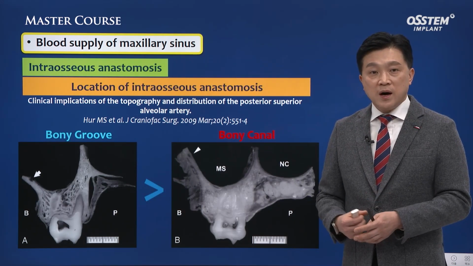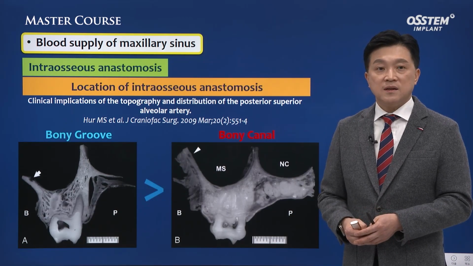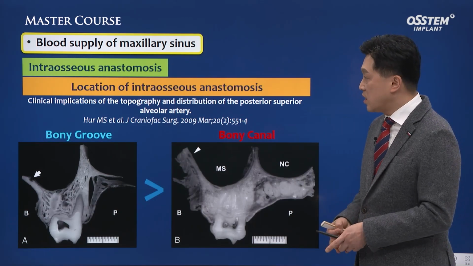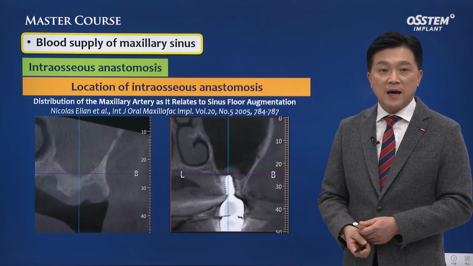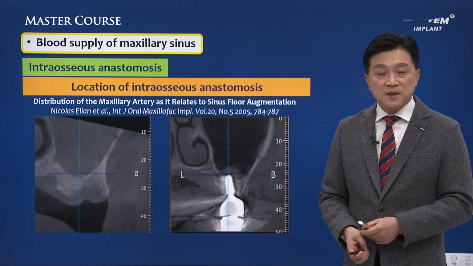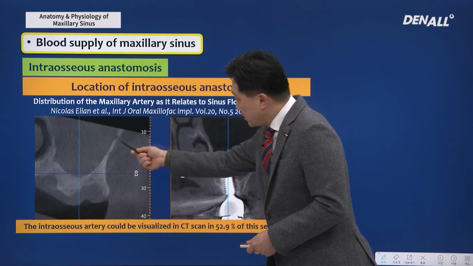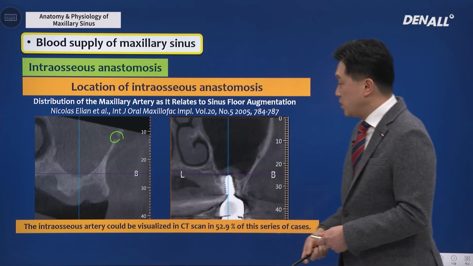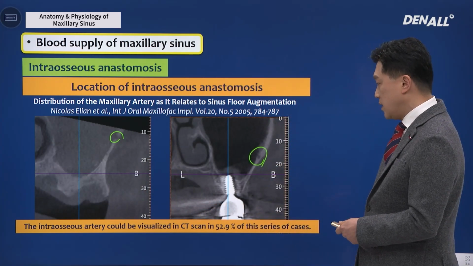As shown, there's a bony groove and a bony canal. The intraosseous anastomosis artery is as shown. As mentioned, there's a higher possibility of us coming across the bony groove type rather than the bony canal type. There's a bony groove here, and it can be in the form of a canal like here.